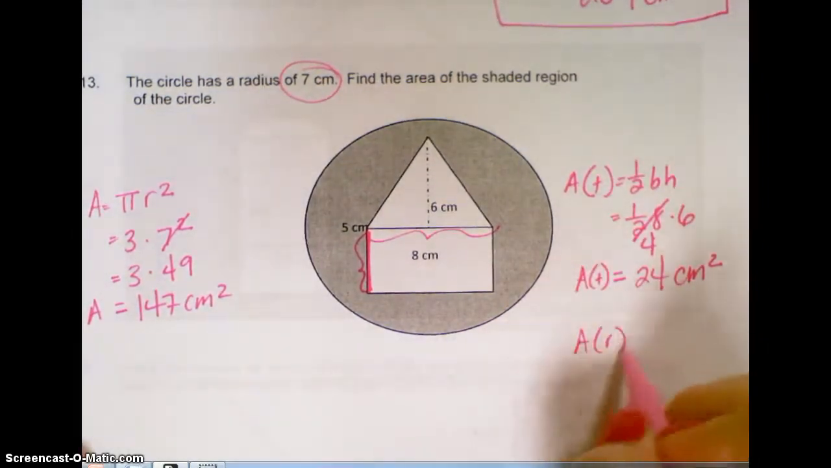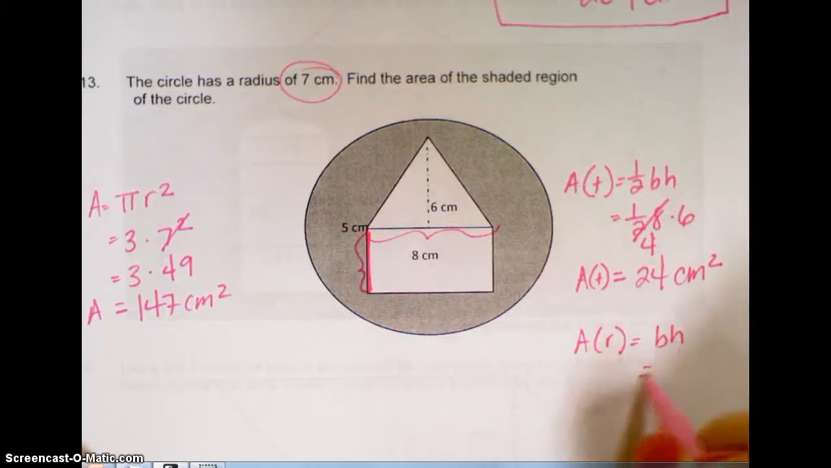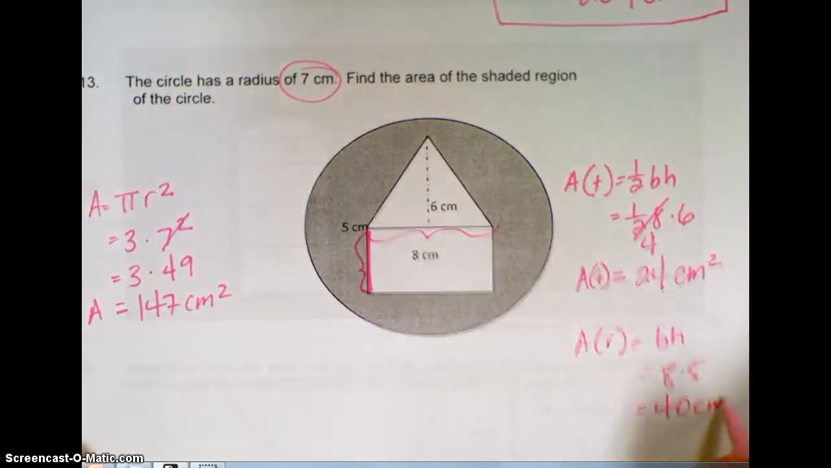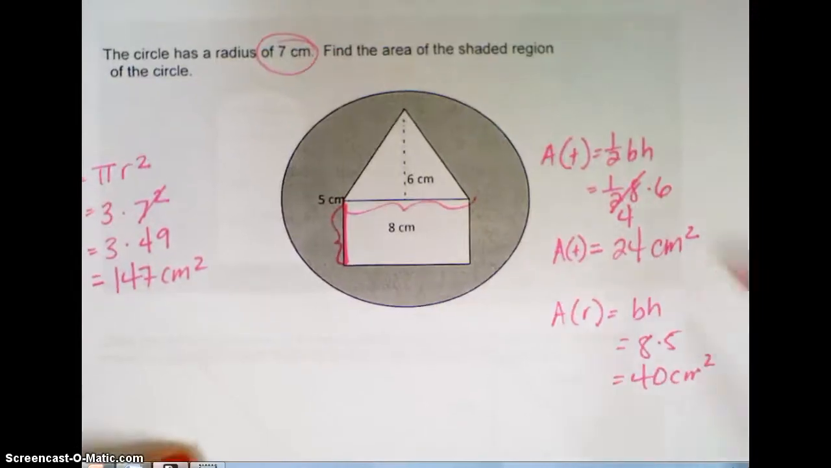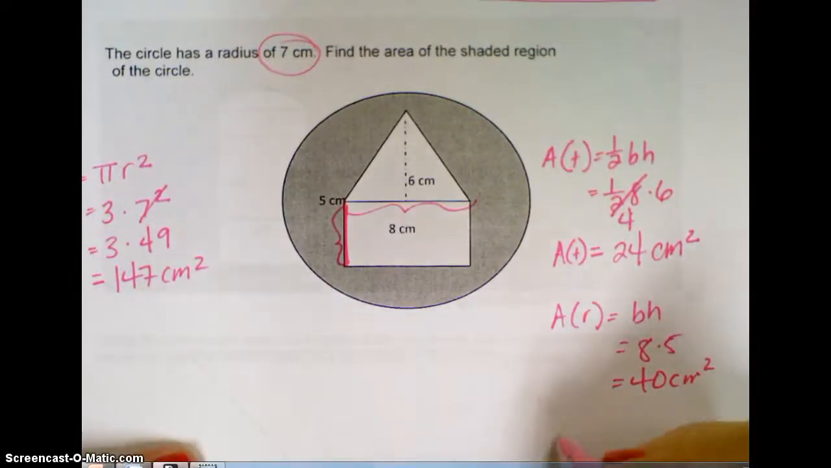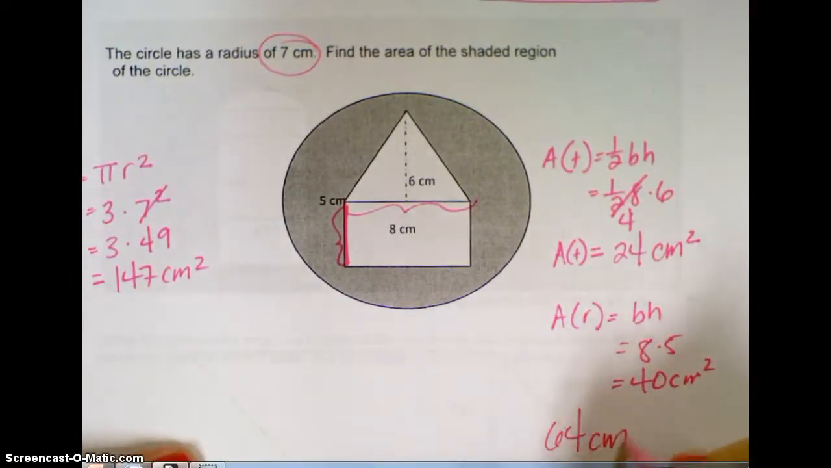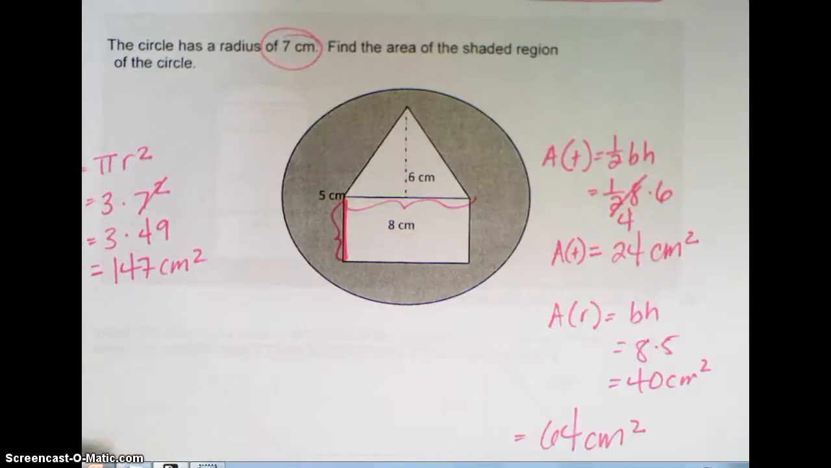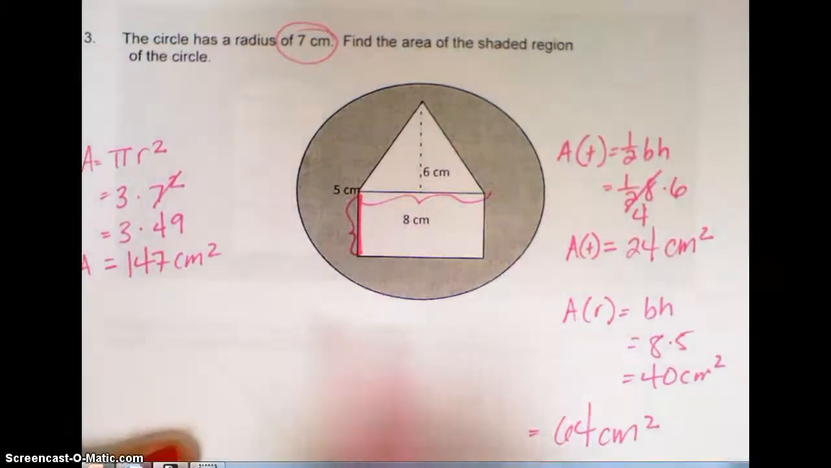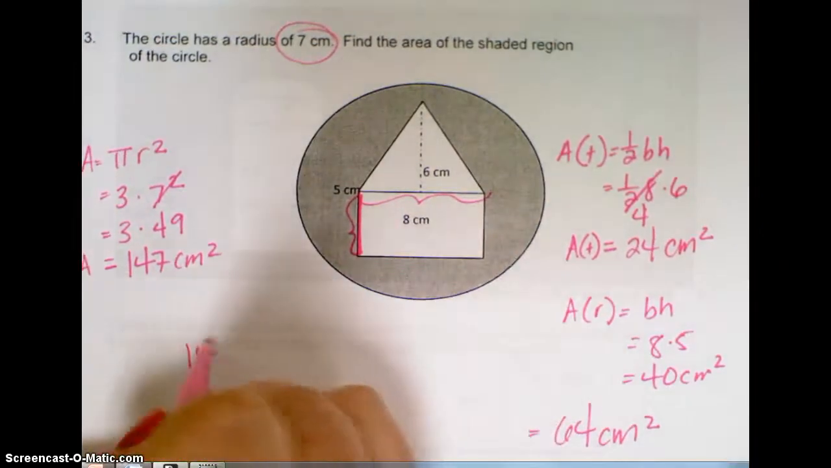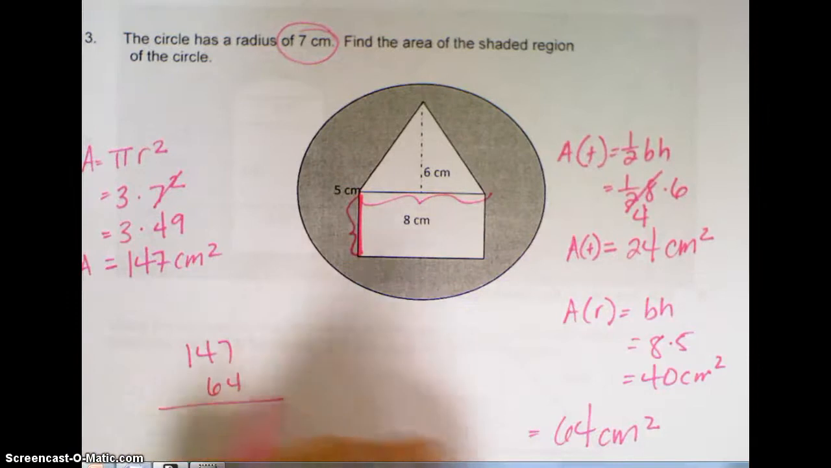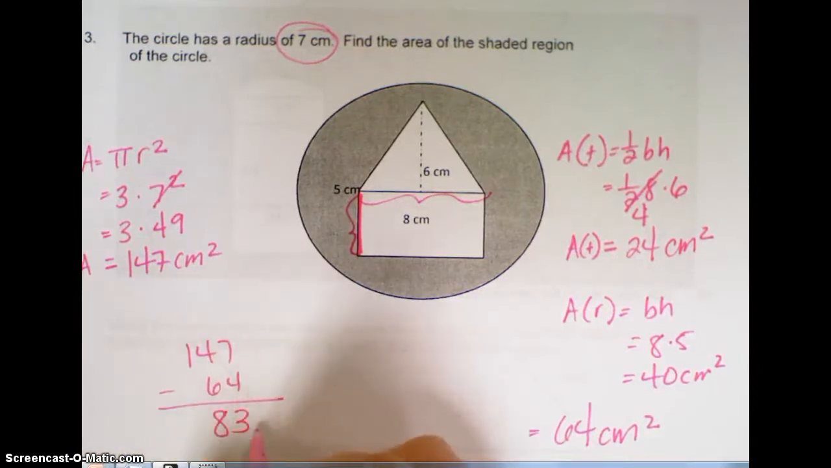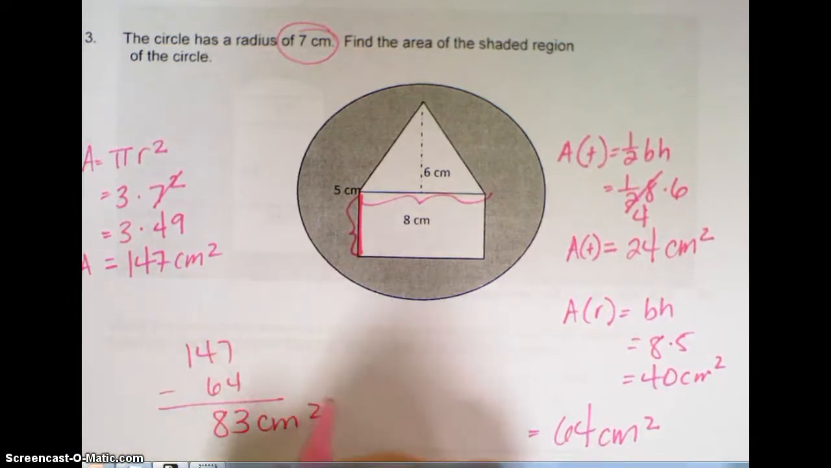Area of the rectangle is going to be 8 times 5, which is 40 centimeters squared. So I need to add these two. So 24 plus 40 is what? 64 centimeters squared. Lance, you need to pay attention. And then to find the area of the shaded region, I need to do 147 minus 64, which is 83, correct, centimeters squared.